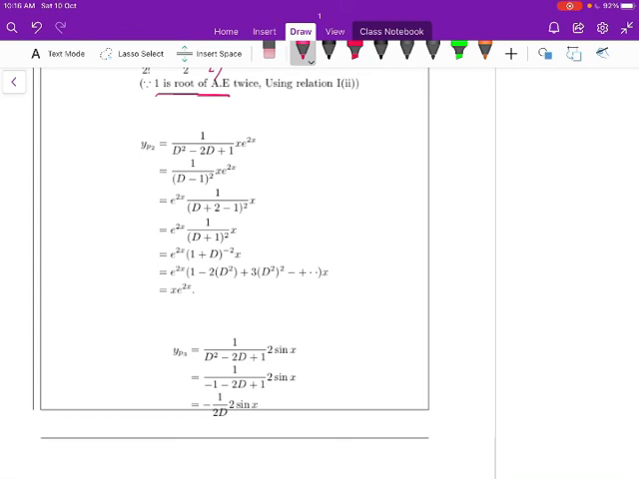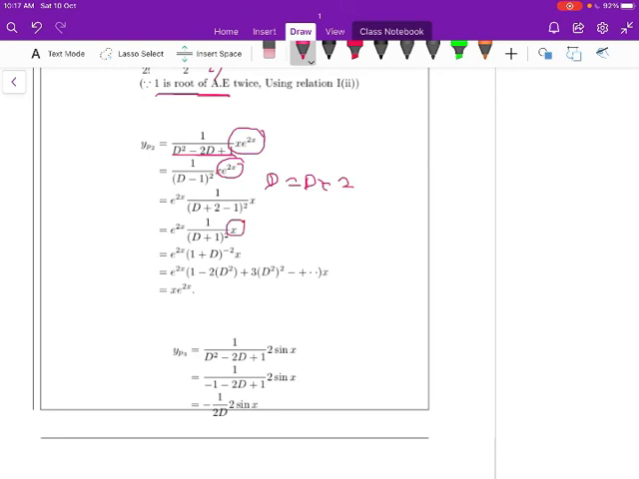Let us move to yp2. yp2 is equal to 1 by d square minus 2d plus 1 into x into e power 2x. So this is e power ax into V form, where V is a polynomial here. So this can be written as 1 by d minus 1 whole square into x into e power 2x. First let us operate for the exponential. Wherever d, you take d plus 2. So e power 2x into 1 by d plus 2 minus 1 whole square into x. So that is e power 2x into 1 by d plus 1 whole square into x.